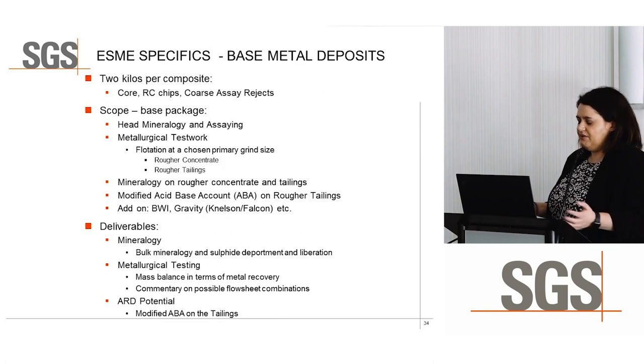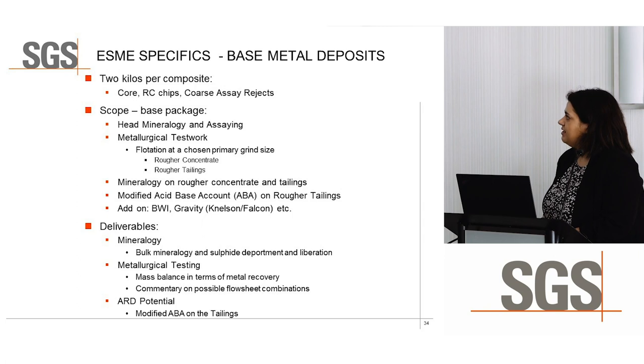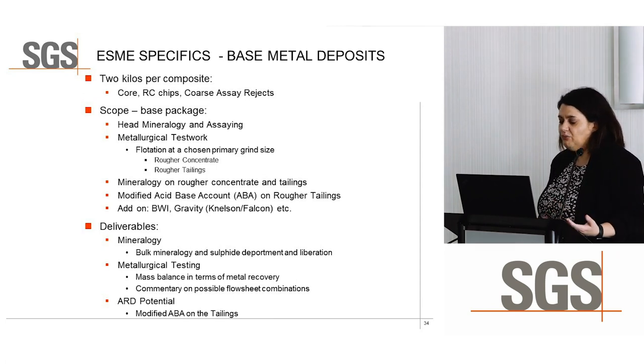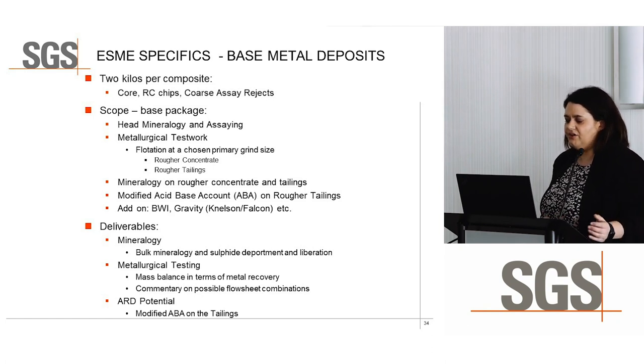For base metals, again, a 2 kilo composite. As I mentioned, core is best, but if you have RC chips or coarse isolated reject, we can use that as well. It's the same as the gold package. Generally, we wouldn't have the gravity in it, so we'll just go straight to flotation, and we wouldn't really leach it. So it's basically a flotation just to look at the metal recovery. Again, we'll have mineralogy on the concentrate and the tailings, and the modified ABA.